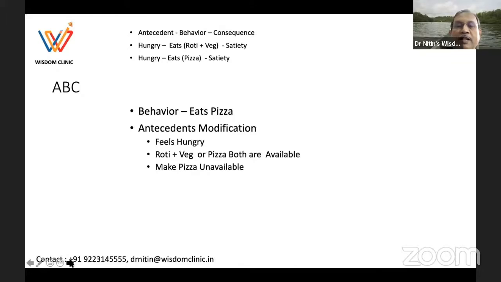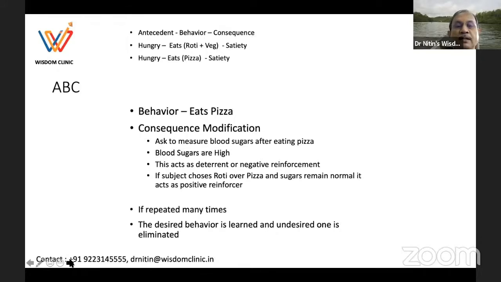So here in this case, the behavior is, instead of eating roti, the person is eating pizza. Now you can modify the antecedents. So what are the antecedents? The patient feels hungry. Now there are two choices, roti and vegetable and pizza. But a very simple antecedent modification is, make pizza unavailable. So that whenever you feel hungry, you have only roti and vegetables available and you will eat that and feel satiated. So this is what a simple behavioral therapy model is.